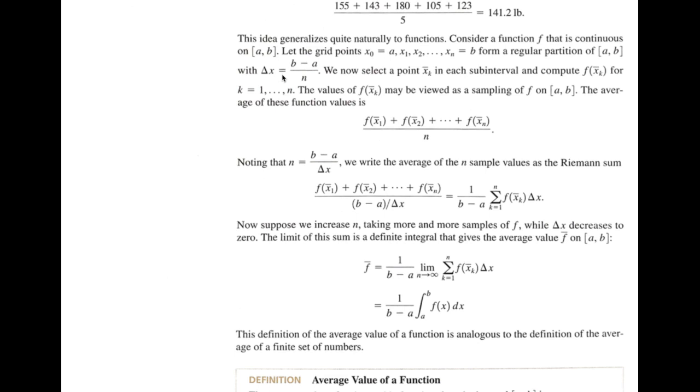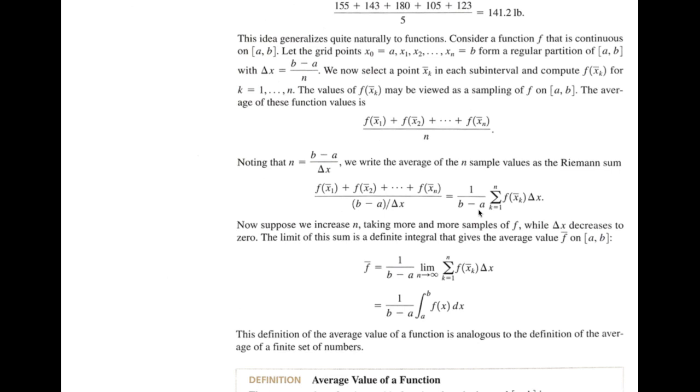Remember that we computed delta x by dividing the length b minus a of the interval by the number n of subintervals. We can also get n by dividing b minus a by delta x. If we insert this expression into the formula for the average, we will get a double fraction. Simplifying means multiplying the numerator by the inverse of the denominator, and this gives this expression here, which is nothing else but a Riemann sum divided by b minus a.